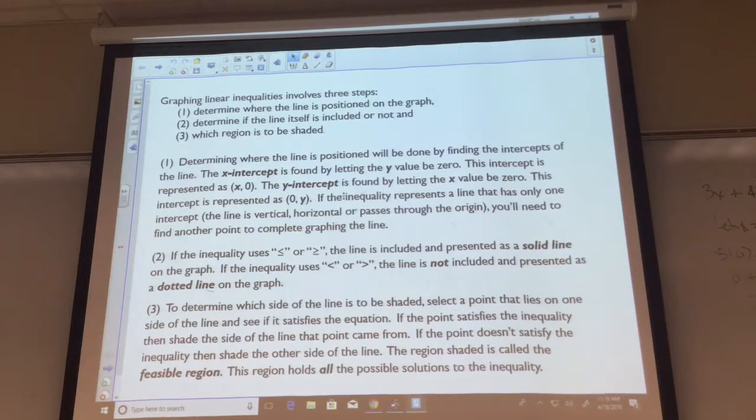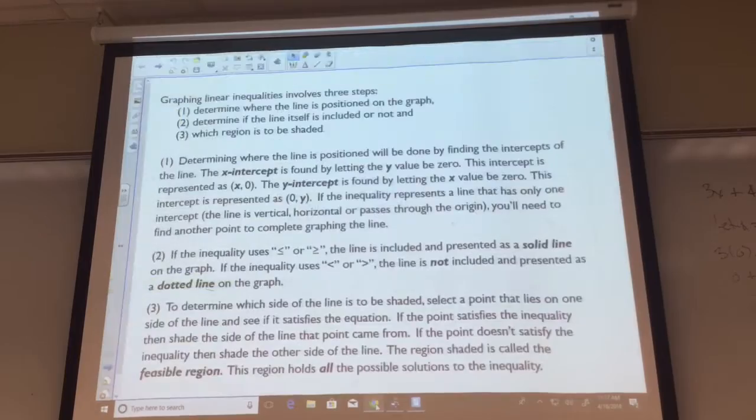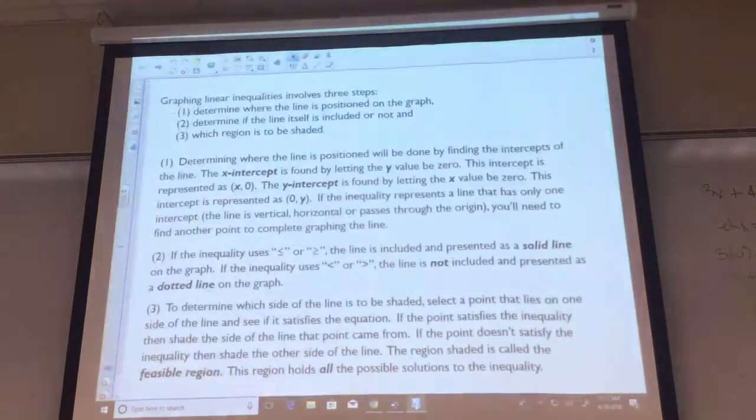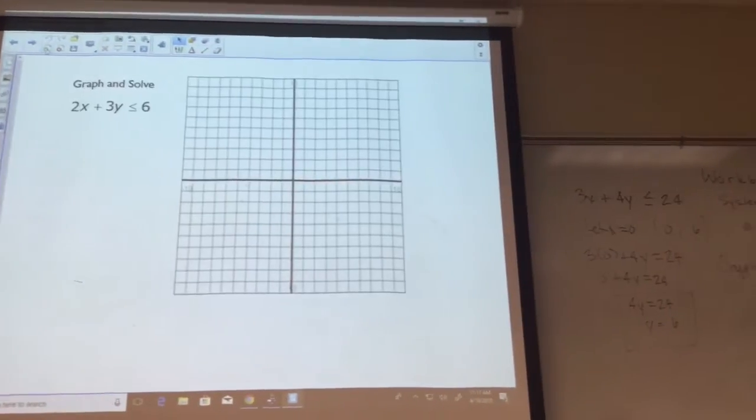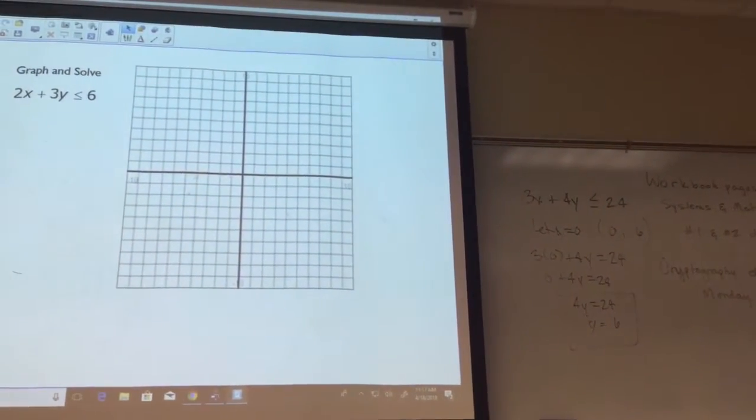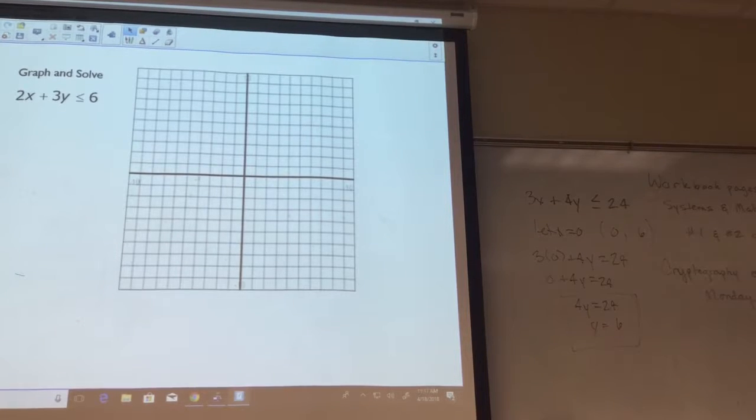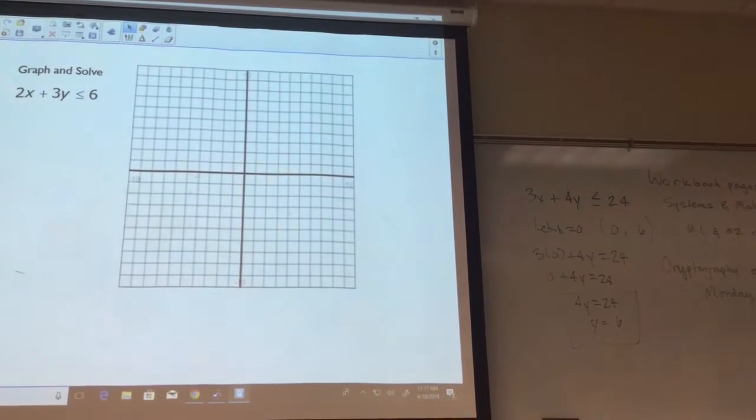So what that means is that in print, in a workbook exercise, we might see something like this. I want to do this. We might see something that asks us to graph and solve this inequality.